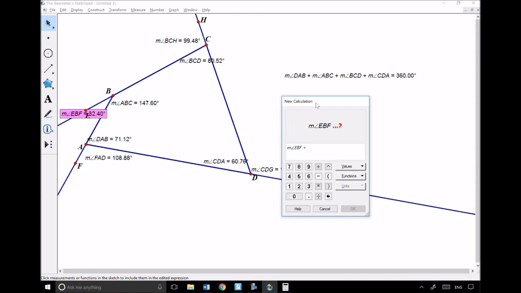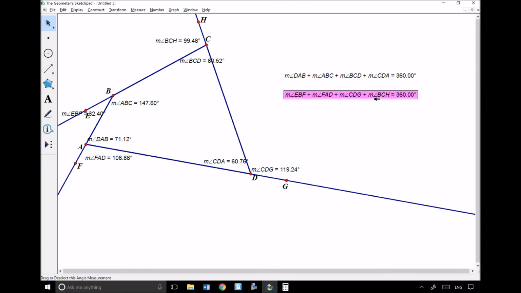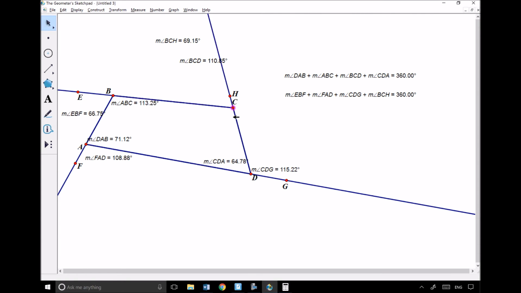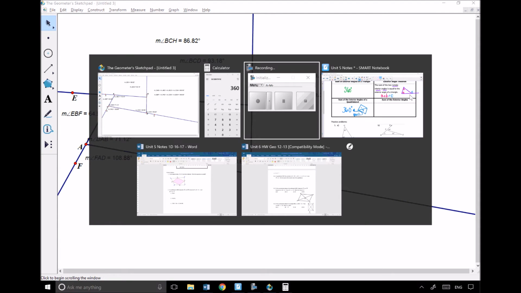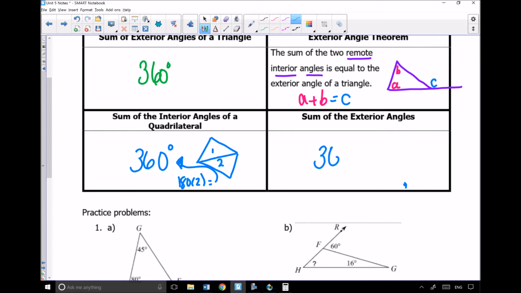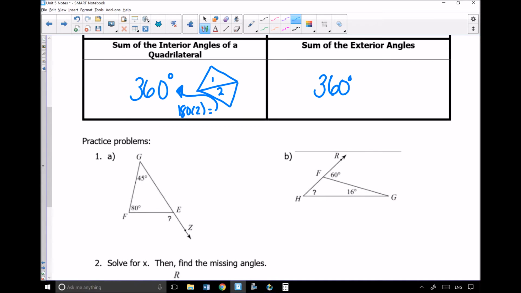So I'm going to take the first exterior angle, add the second one to it, the third one to it, and the last one to it. And we will end up getting 360 degrees again. So now when I change the location of my points in my quadrilateral, I still end up getting 360 degrees is the sum of my exterior angles. So I can go ahead and say that the sum of the exterior angles is also 360 degrees. And if you remember when we had polygons, the sum of the exterior angles of any polygon will always be 360 degrees. Okay, so now let's look at some practice problems.